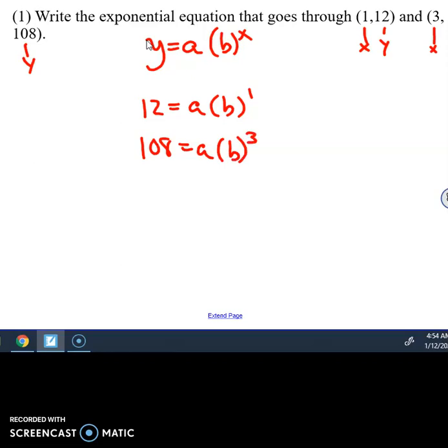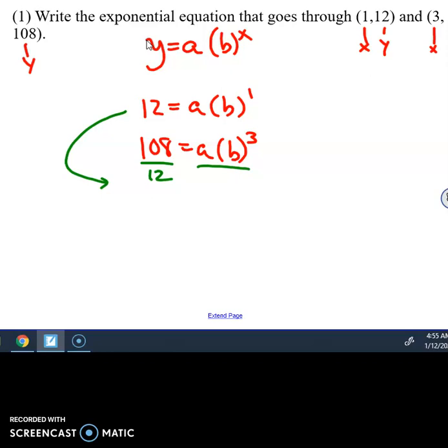Now you may be looking at this thinking, well, what method are we going to use? I'm going to call this like the elimination method that we did back with the linear equations. Now it's not the elimination method that you were taught, but the technique we're going to use is actually going to help us eliminate one of the variables. That way, with one variable left, we can solve for it. So what we're going to do is take the first equation, and we're going to divide the second equation by the first equation.